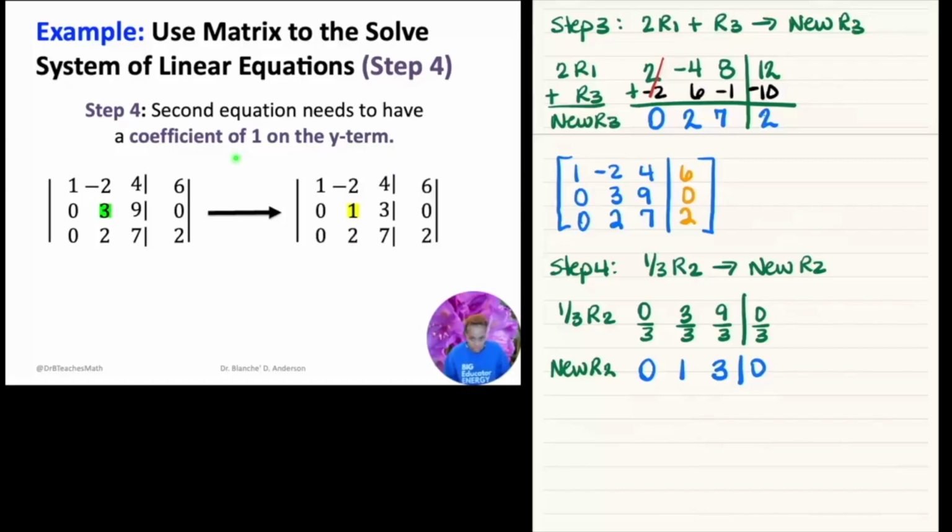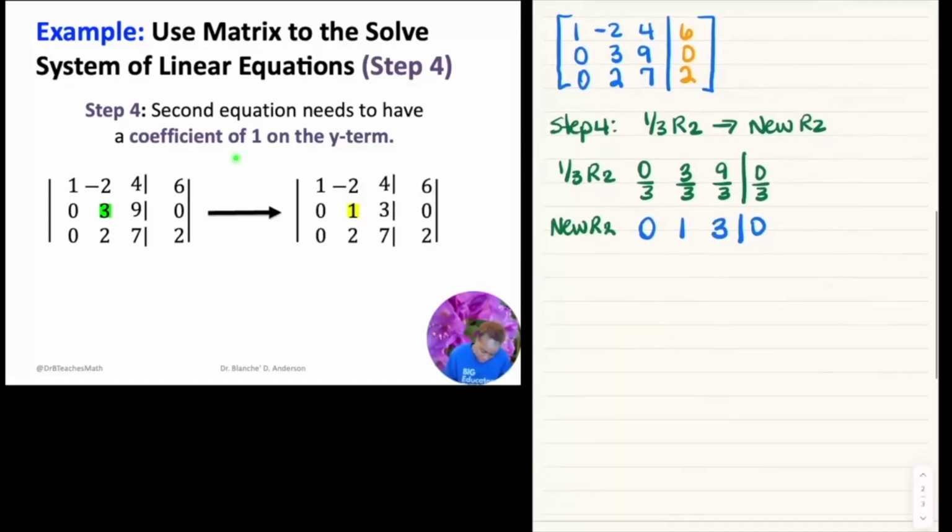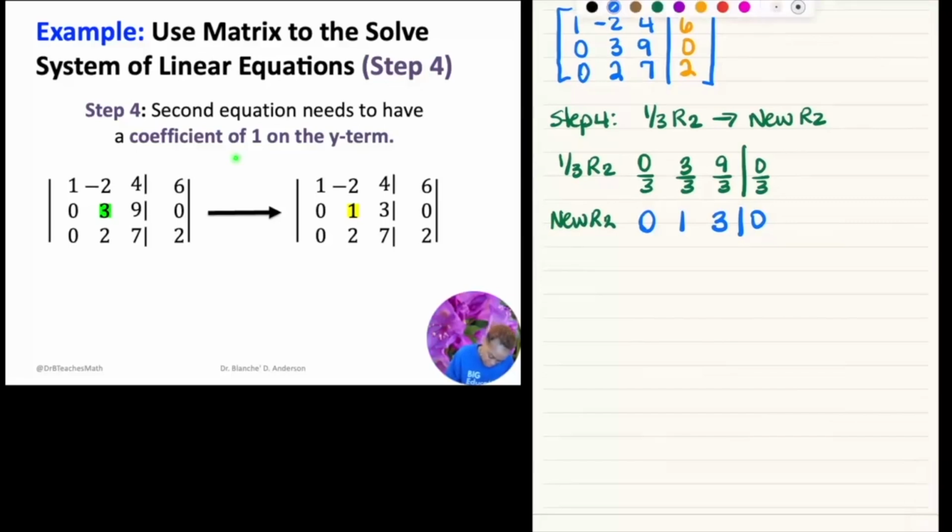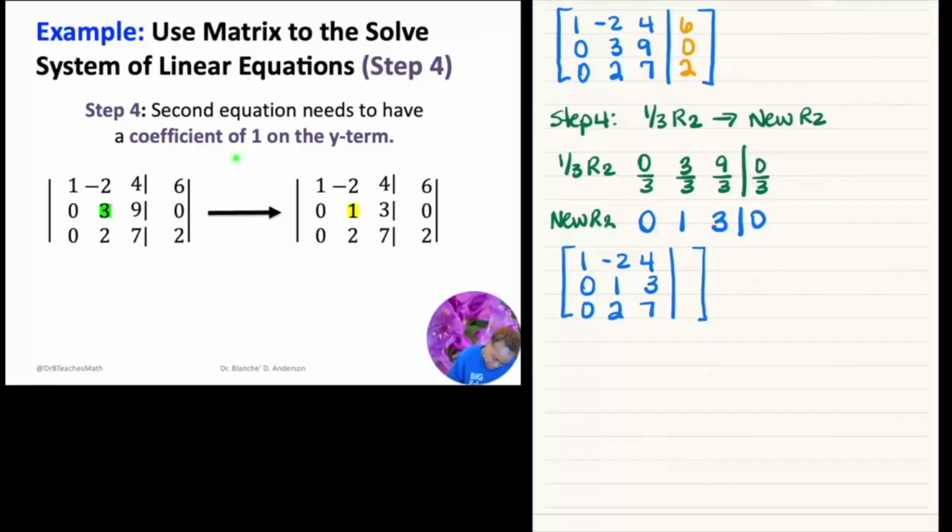So far, so good? Okay, let me write the new matrix. Now I still have 1, -2, 4, and 6. I now have 0, 1, 3, and then 0, 2, 7. Let me write my constants. I'm trying to keep the constants in gold because I want you to see that they're different from the coefficients. That's the only reason why. Okay, cool beans. Let's keep it moving.